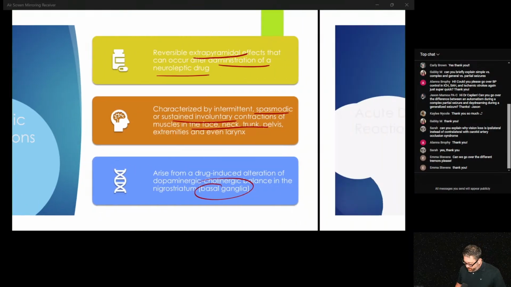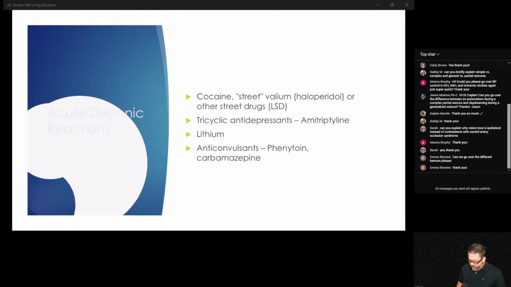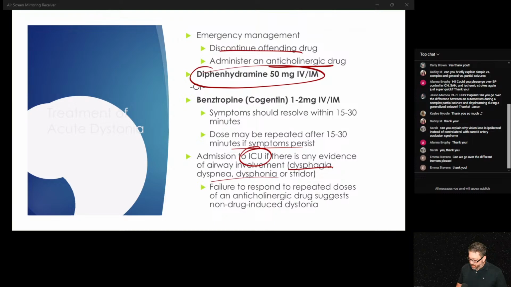Acute dystonic reactions. These are the ones that can cause it. They're drug-induced. So Phenergan, Compazine, here's your Haldol, can cause acute dystonic reactions. Cocaine, TCAs, lithium, anticonvulsants can also cause it as well. Different in how it affects the muscles in the face, the larynx, eyes, mouth, lips. But Benadryl is the main one to give. You can also give Cogentin as well to help with these acute dystonic reactions.